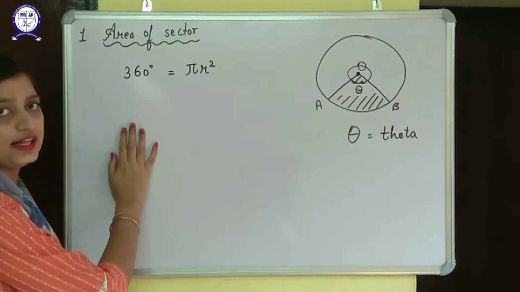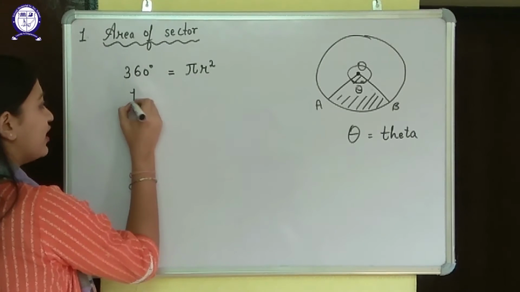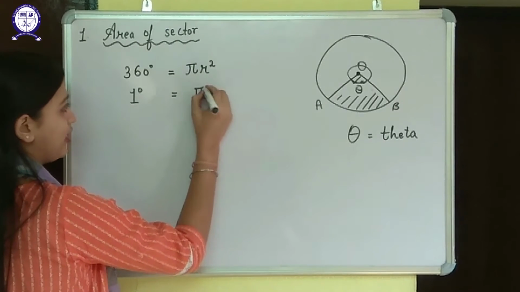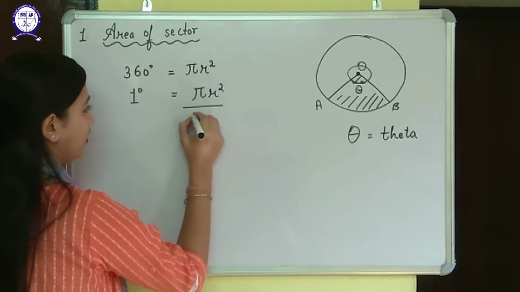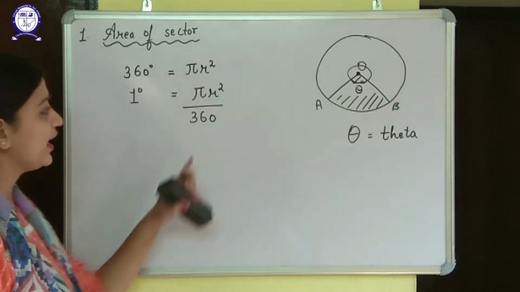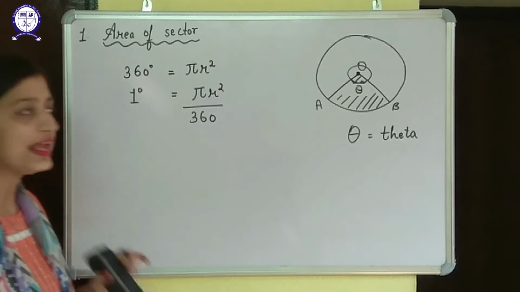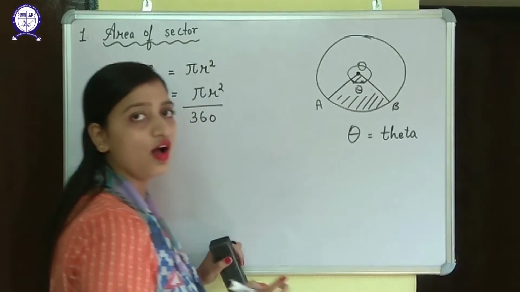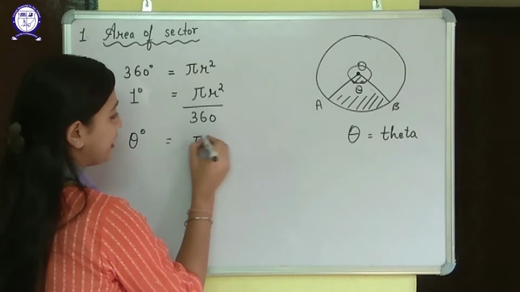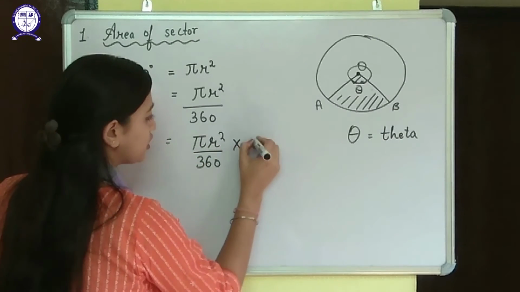In 360 degrees, it will cover pi r square area. So in 1 degree, how much area will it cover? It will cover pi r square upon 360. This is the area in 1 degree. But we need to find the area when the angle is theta. So for theta degree, area will be pi r square upon 360 into theta.